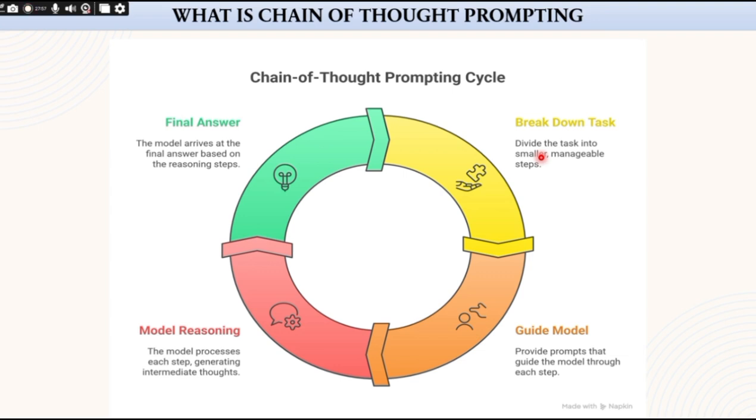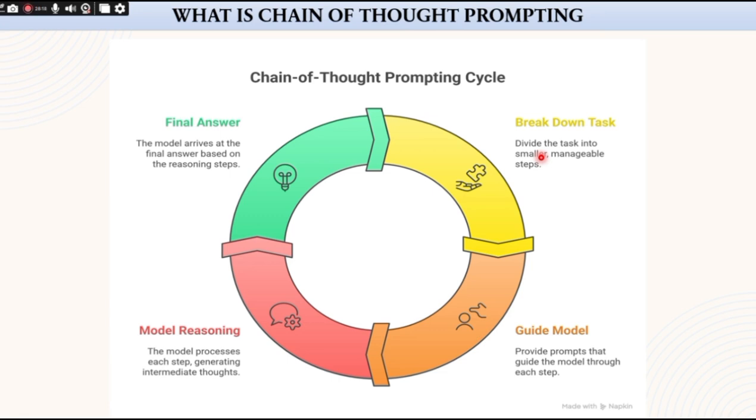So now imagine using the same thinking process in AI prompts. That is exactly what chain of thought prompting does. Instead of just asking the model to answer, we tell it to show its steps. So now, what is chain of thought prompting?